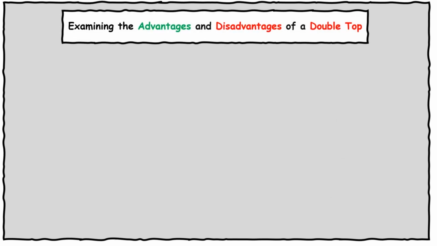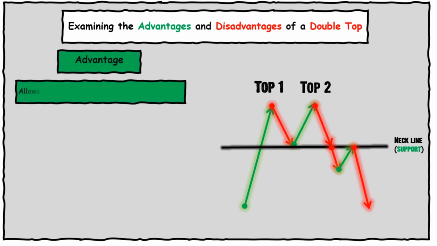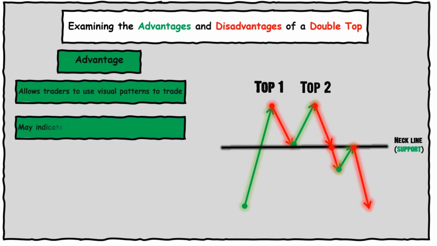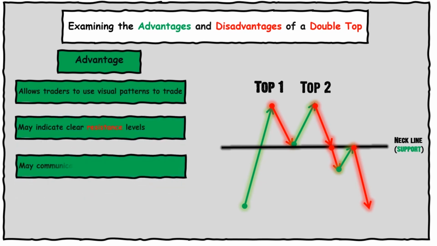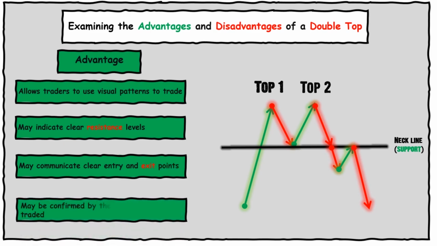Examining the advantages and disadvantages of a double top. Advantages: allows traders to use visual patterns to trade. May indicate clear resistance levels. May communicate clear entry and exit points. May be confirmed by the volume of shares traded.